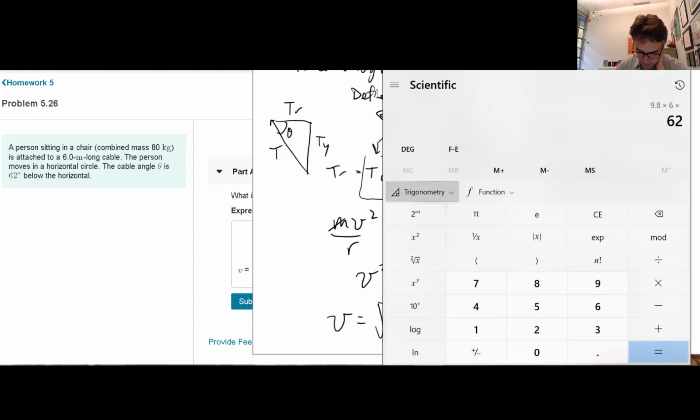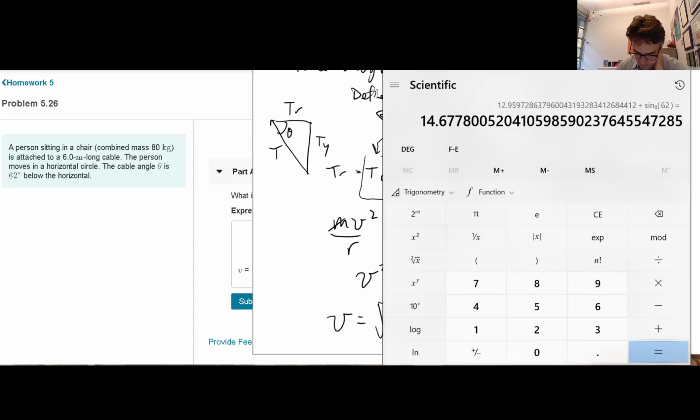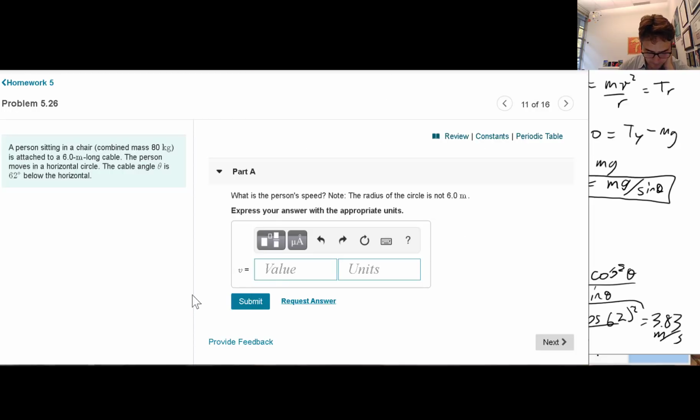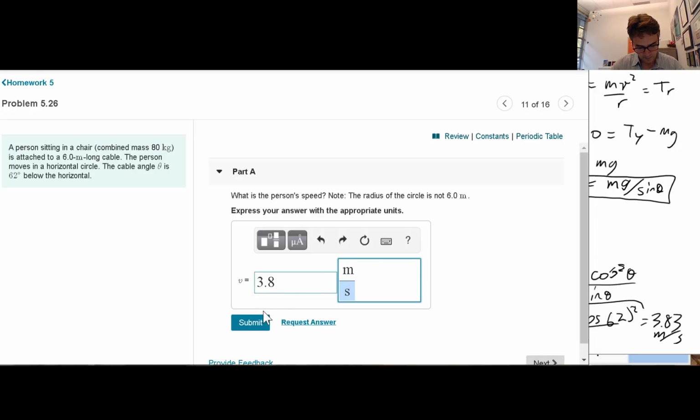Times 62, where's the cosine button? Cos squared equals, and then divided by 62 sine equals, and then the square root of that whole thing, 3.83 meters per second. And I think that's 3.8 to keep it in two significant digits, meters per second.